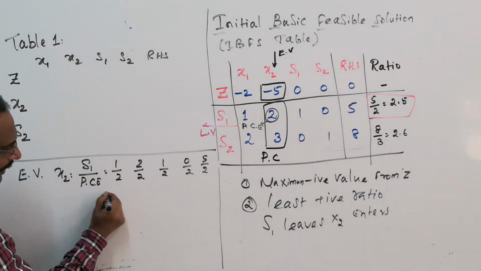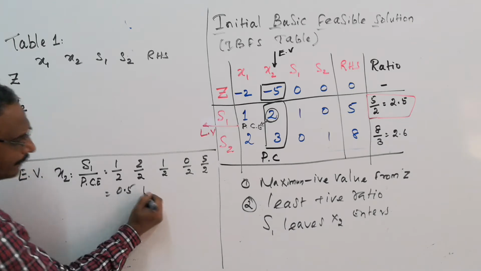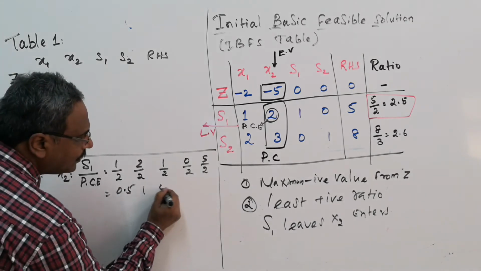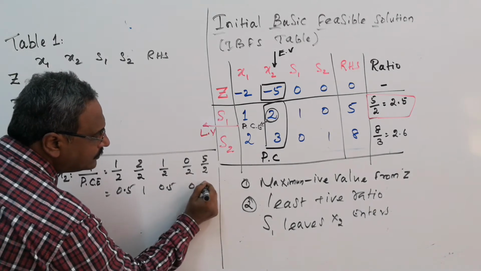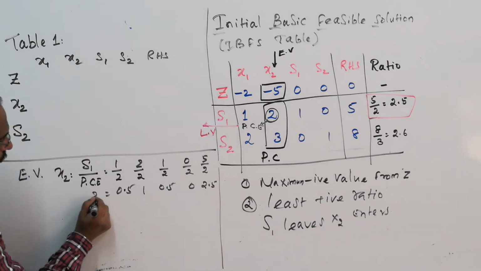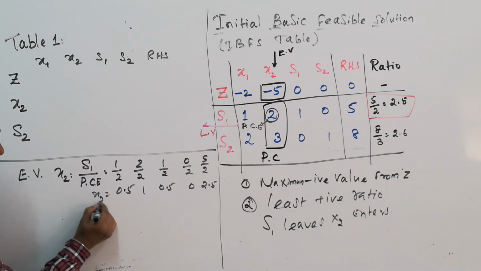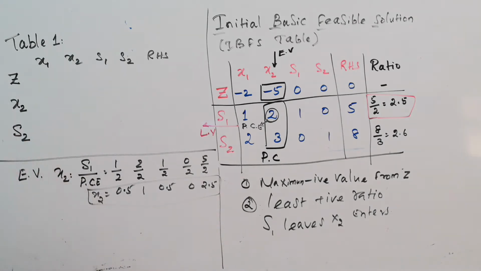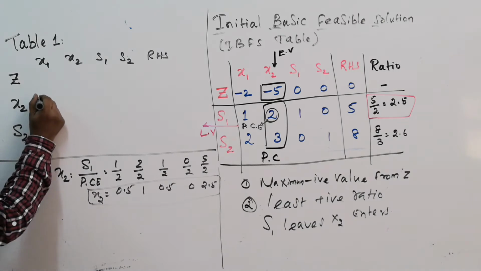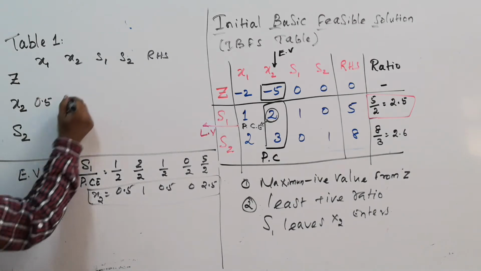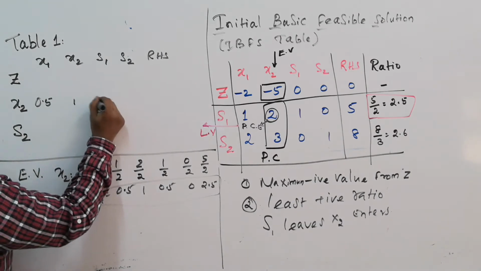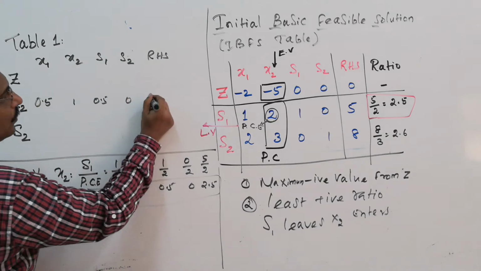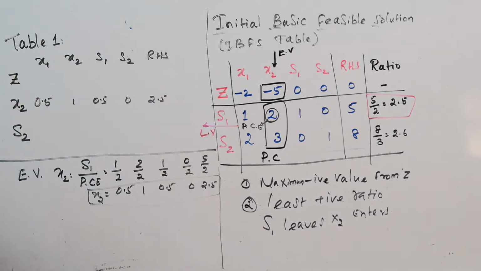So 1 divided by 2 is 0.5, this is 1, this is 0.5, and 2.5. So my new value for X2 will be this one. I am going to transfer this as it is to the table. So what is my X2? My X2 is 0.5, 1, 0.5, 0, 2.5.